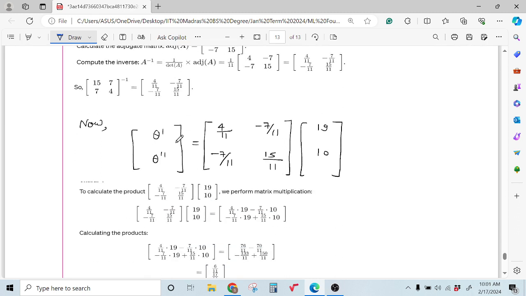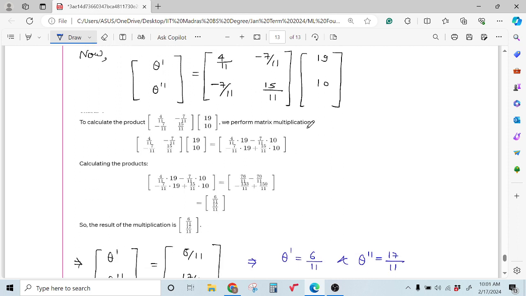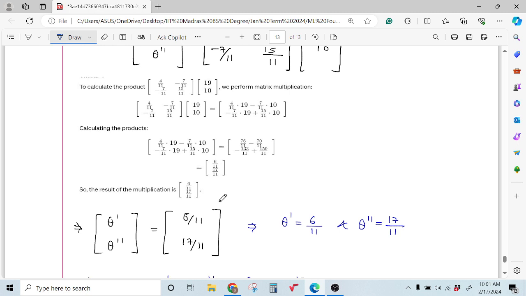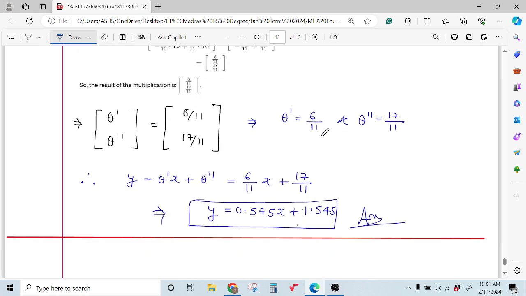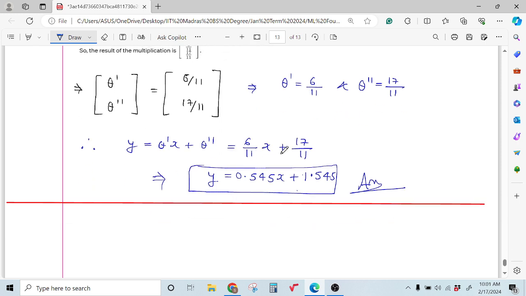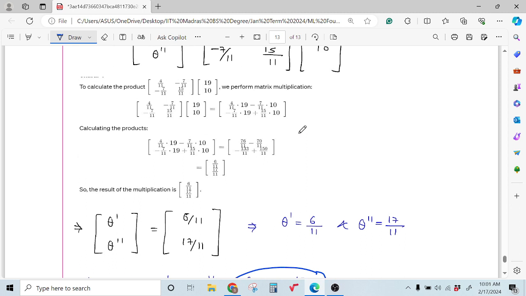Now theta prime, theta double prime is written as the multiplication of these two matrices. We performed the matrix multiplication, and the result is 6 by 11, 17 by 11. So the value of theta prime is 6 by 11, and the value of theta double prime is 17 by 11. We substituted these values into our assumed equation, and got the best fit line that best fits the given data points: 0.54x plus 1.54.